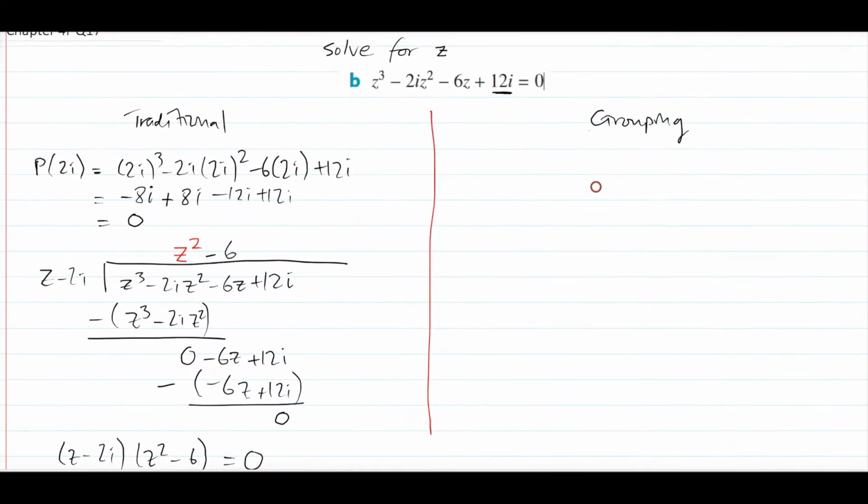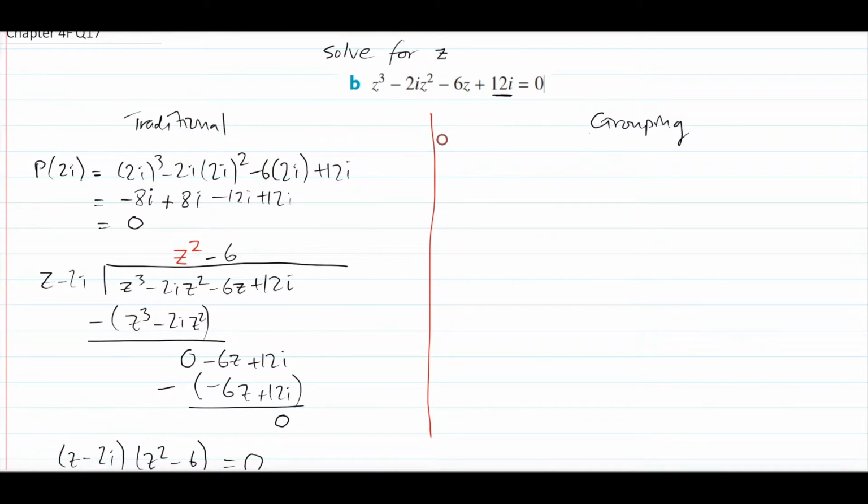The grouping way, you have to look at your terms. It only works in some occasions, very rarely though, but in this case it does. And what that means by grouping is you can look at the first two terms here, so z cubed minus 2i z squared, and you can factorize z squared out, and you end up with z minus 2i. Then you look at the next two terms, and you realize that I can take negative 6 out as well, and you end up with z minus 2i.